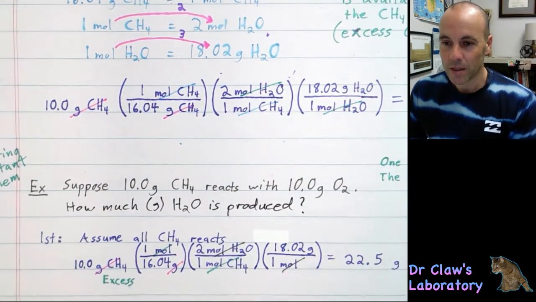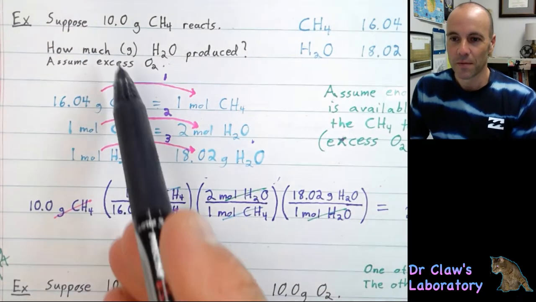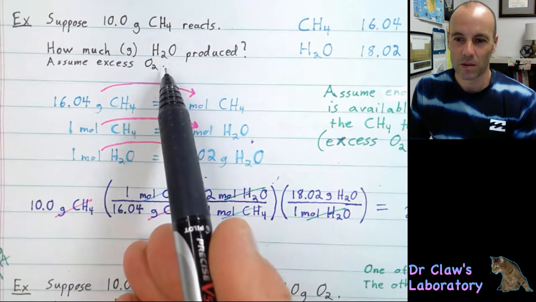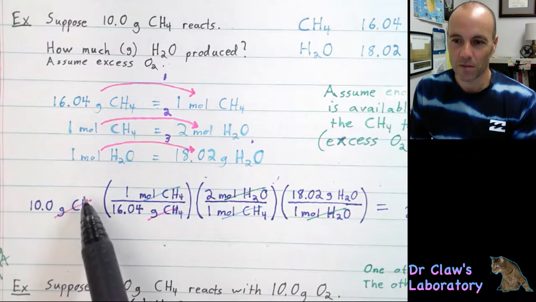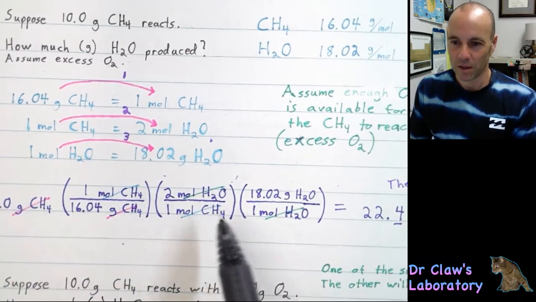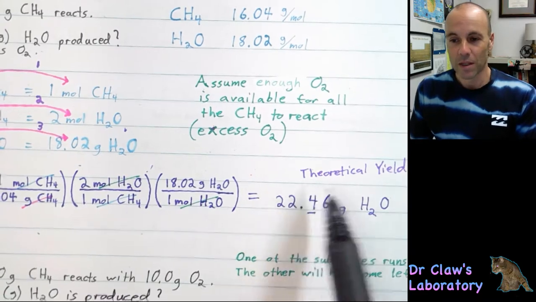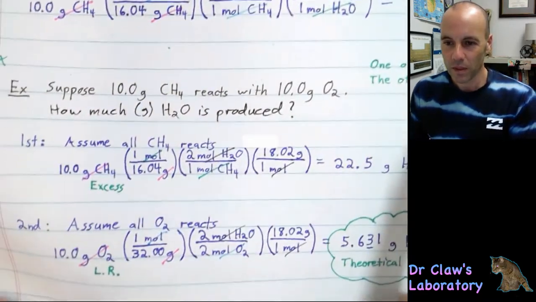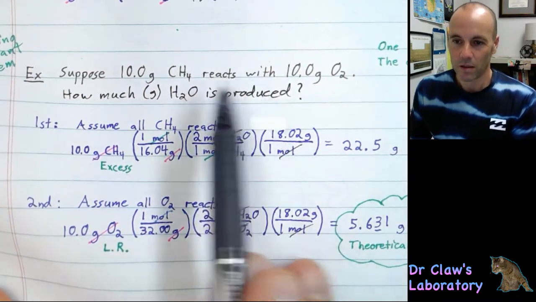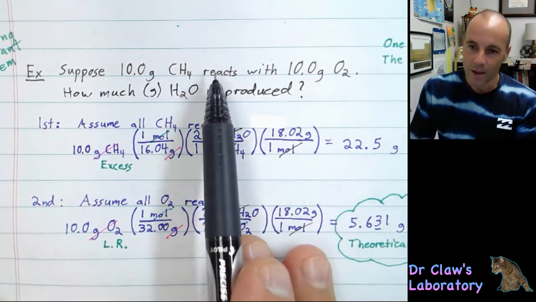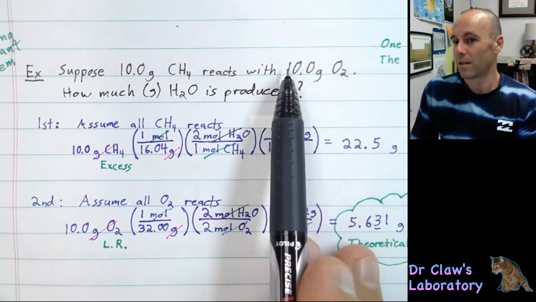All right, so you see the difference? In the first problem, we assumed excess oxygen is available. So we turned our 10 grams of methane using three conversion factors into grams of water. Now in the second problem, we have some methane and we have some oxygen. Now I pulled these numbers out of the hat.